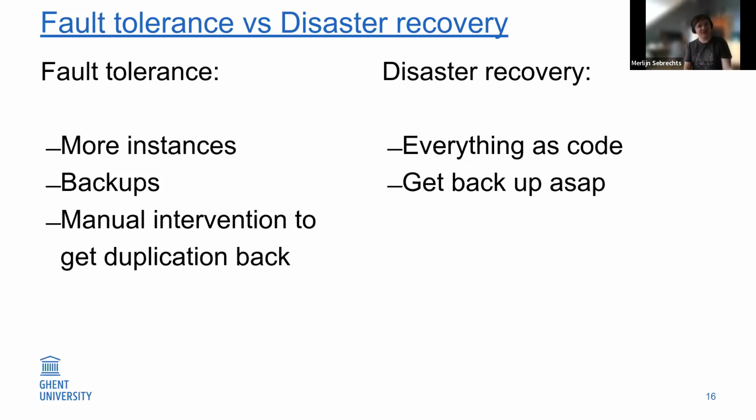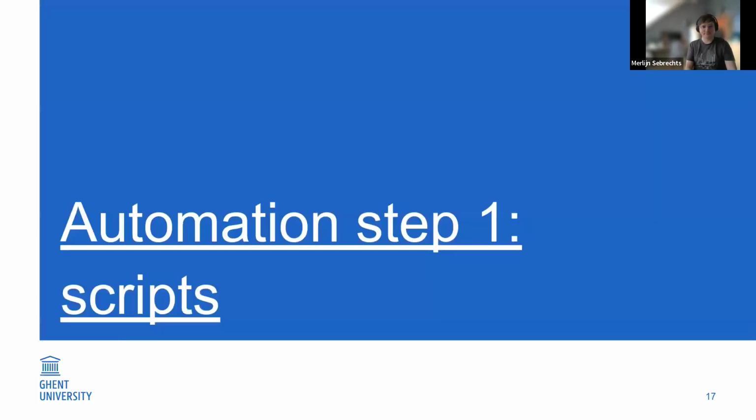However, if the entire data center goes up in flames, then you're in the field of disaster recovery. The only way you can easily handle such a failure is to have everything as code, to use infrastructure as code, and then use that infrastructure as code in order to get everything back up as soon as possible.